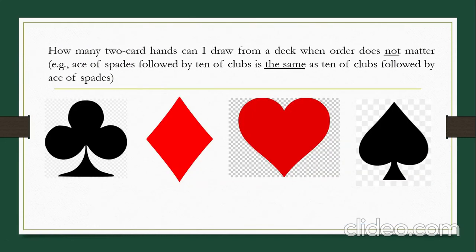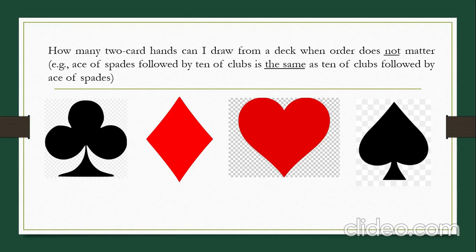Example: how many two-card hands can I draw from a deck when order does not matter? Example: ace of spades followed by 10 of clubs is the same as 10 of clubs followed by ace of spades. Take note that in a deck of cards, there are 4 suits.